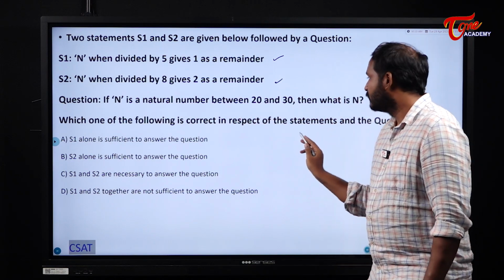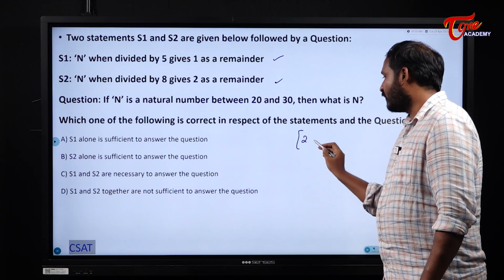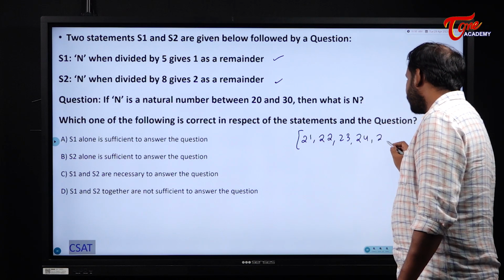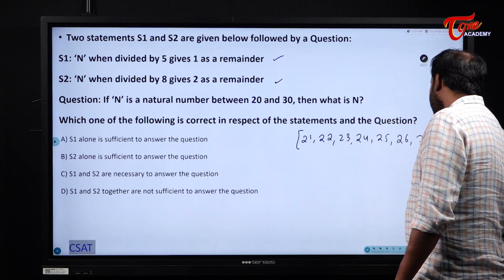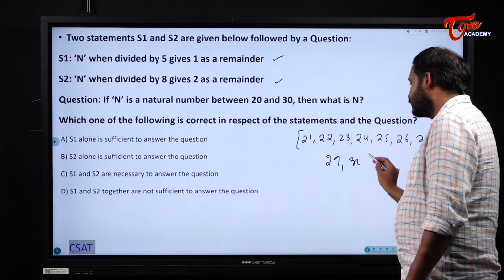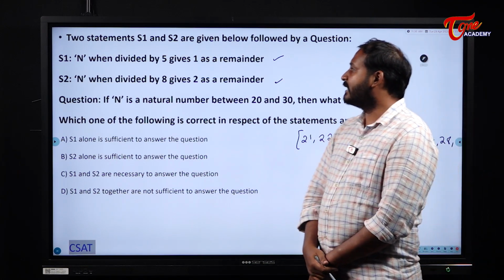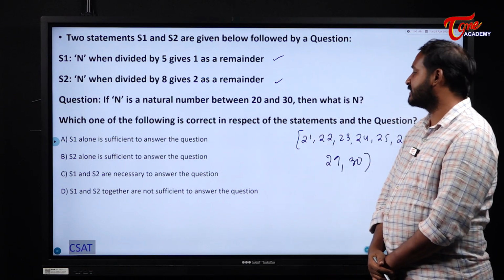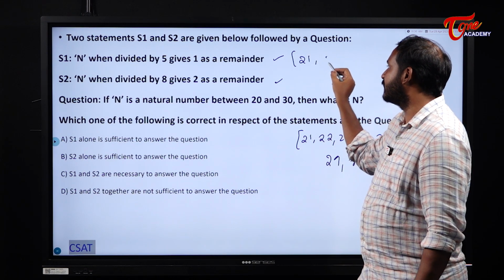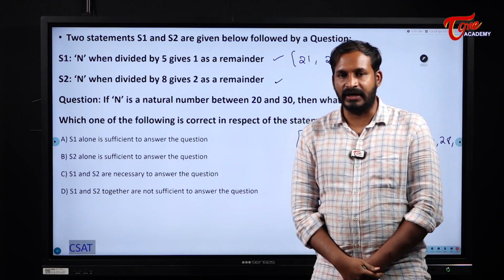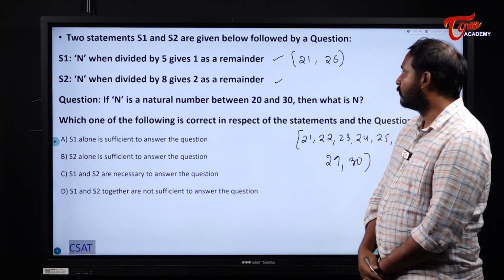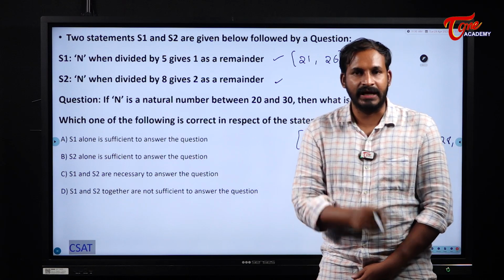So, first of all, between 20 and 30, what are the numbers we will have? 21, 22, 23, 24, 25, 26, 27, 28, 29 and 30. Now, n is a number that when divided by 5 gives 1 as a remainder. So, from the first statement, I have 2 options. What are those? 21 and 26. There is a chance for both 21 and 26. Is it possible for me to tell exactly one answer? No. By using the first statement alone, I cannot tell my answer.